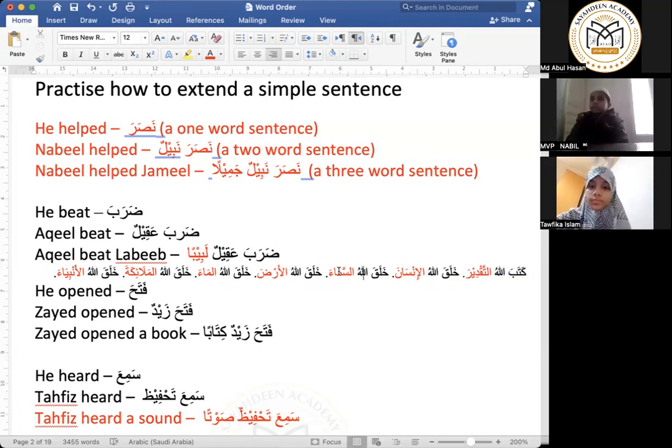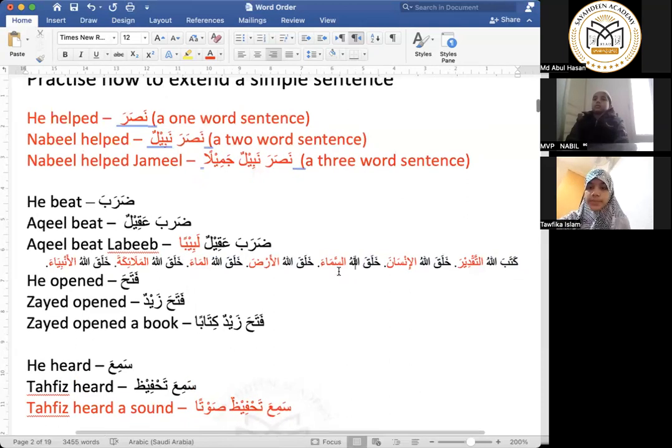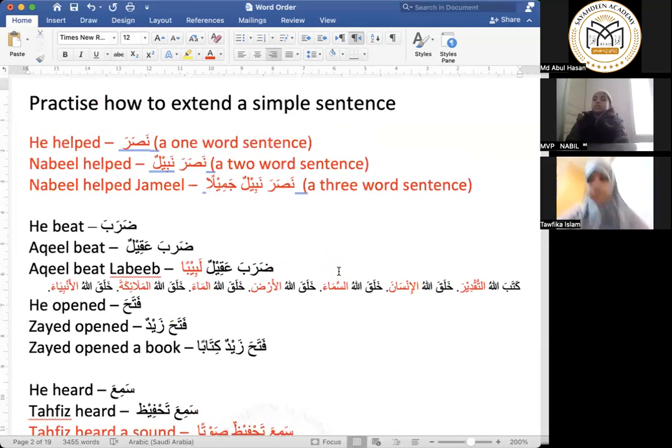But there are other things as well. Slowly, you will cover those things. For now, just take this fa'il and maf'ul. And make sure you revise it again and again, and we will do more, inshallah, later on.